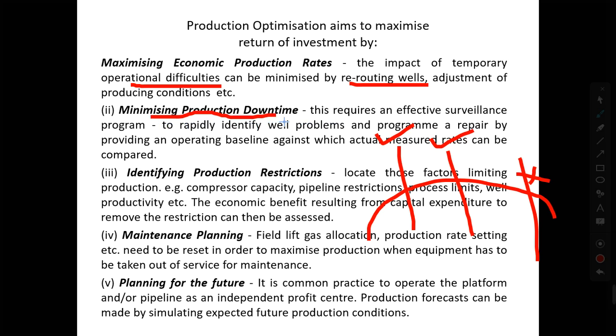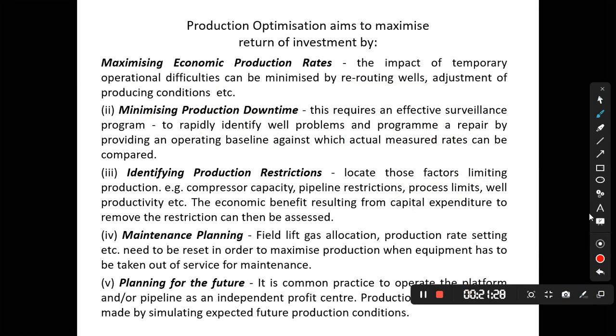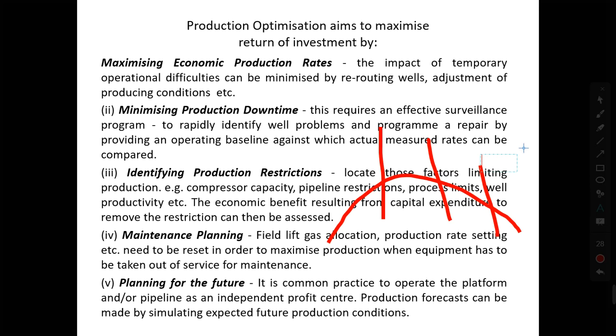The other optimization you can do requires effective surveillance and planning, I mean effective monitoring of the production wells. For example, you have to identify the problems and program a repair by providing an operating baseline. When these wells are operating, you have to monitor their production history. Keep track of what is going on with the gas production, oil production, and water production.